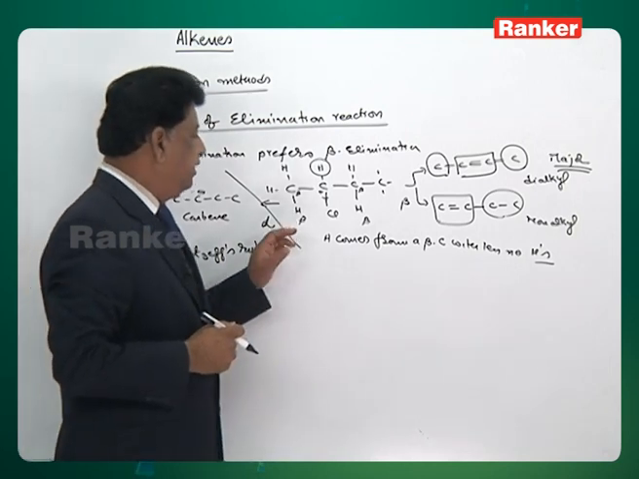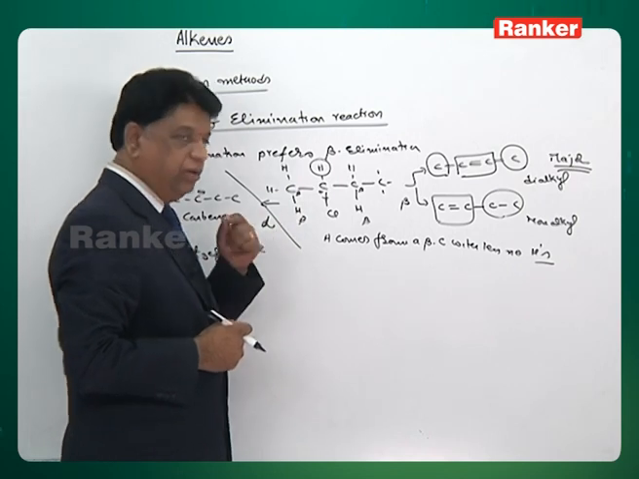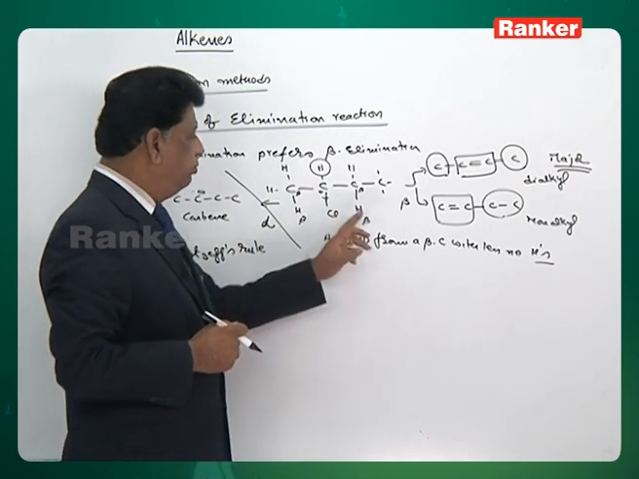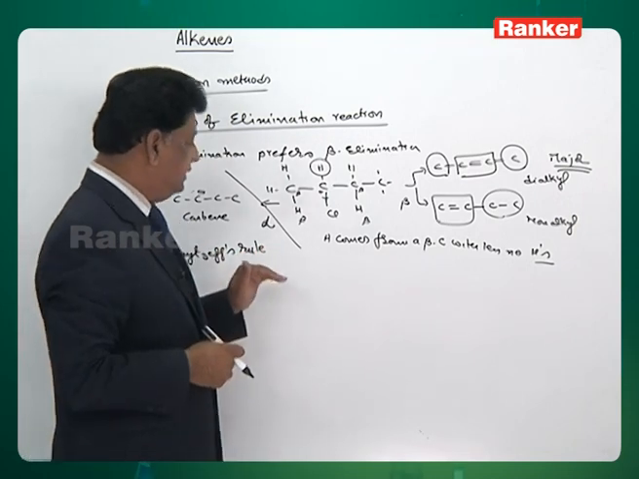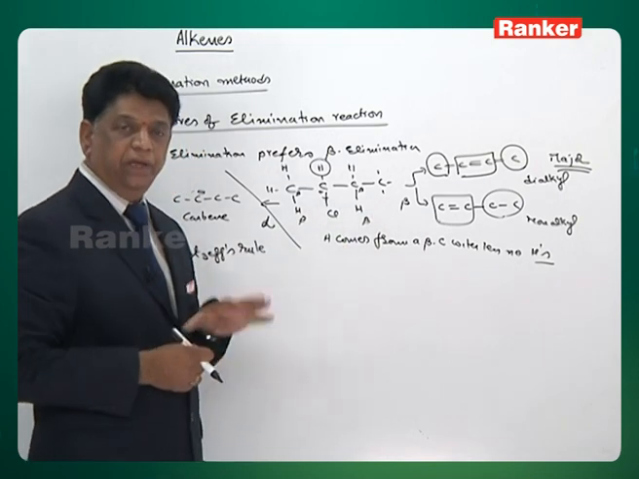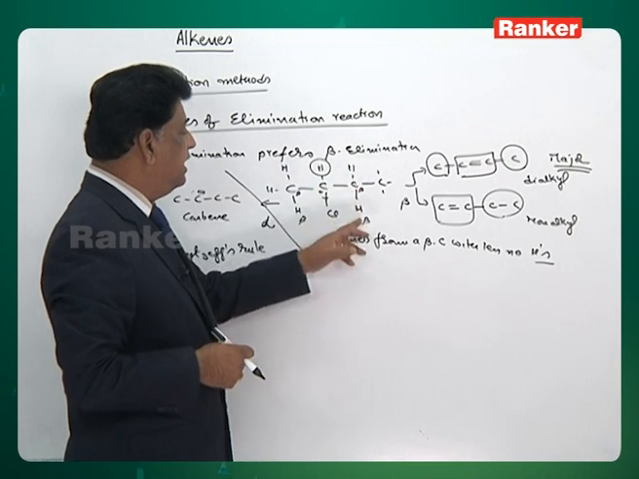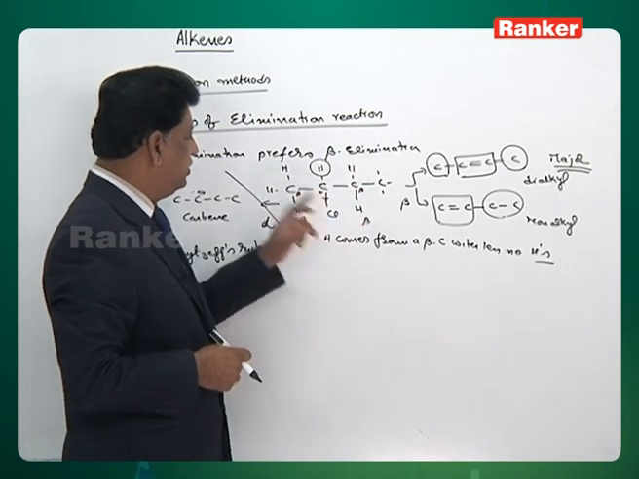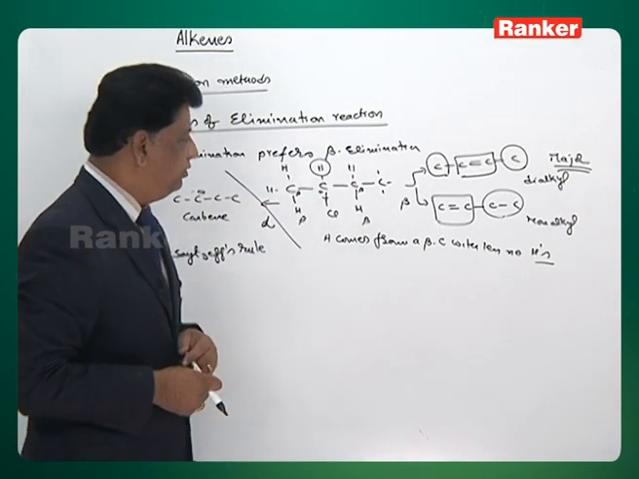Whenever alpha, beta are available, always beta hydrogen goes. If different types of betas are available, the second rule, the Saytzeff rule, says that out of the available different beta hydrogens, the one where the number of hydrogens is less, here 2 and here 3. So, that side beta hydrogen gives this.